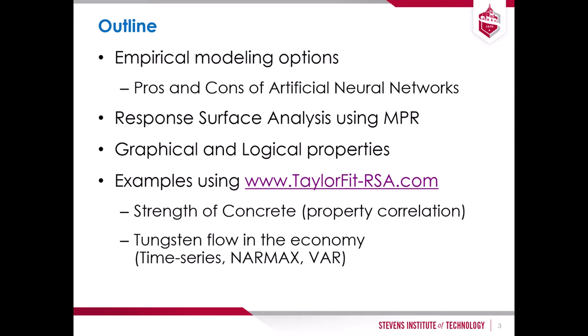The outline of this talk: I'll talk about some of the different options that I want to compare to, specifically artificial neural networks. Then I'll describe this approach, response surface analysis, using multivariate polynomial regression, or MPR. I'll show some of the graphical and logical properties of MPR. I'm going to give one example using TaylorFit software to model the property behavior of the strength of concrete as a function of its mix composition.